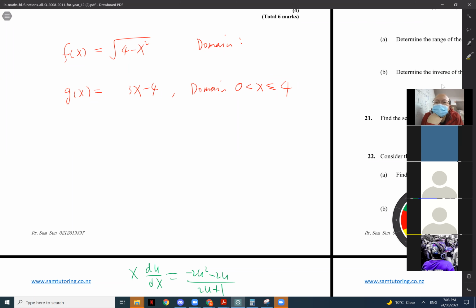Now, the first one, what's the domain for the first one? Isabella, what's the domain for the first one? Between 2 and negative 2. Very good. Between 2 and negative 2. Very good. What's the domain of this one?